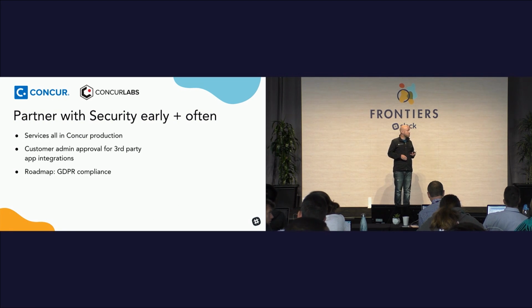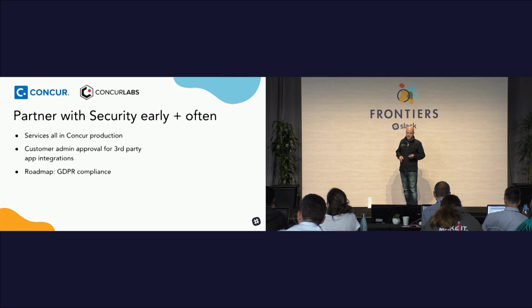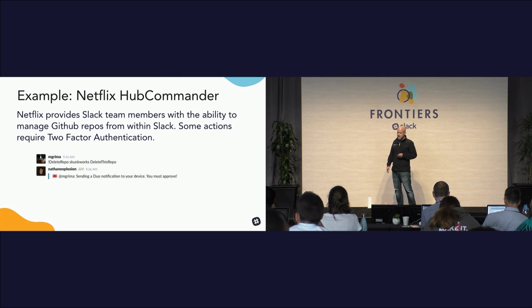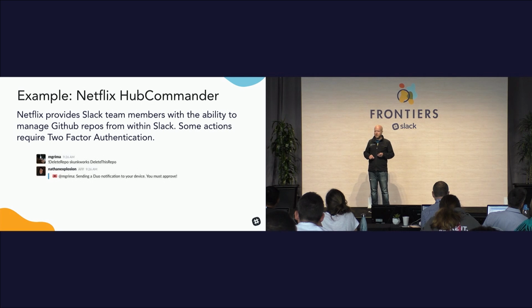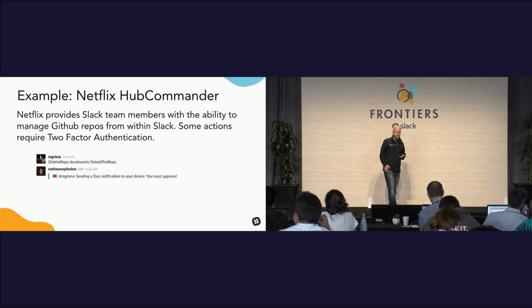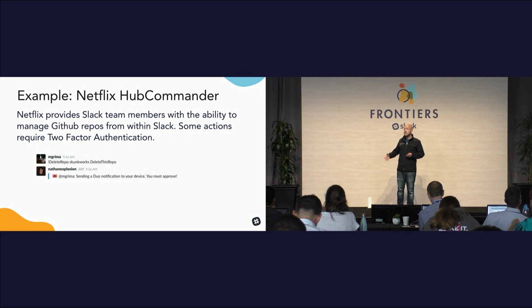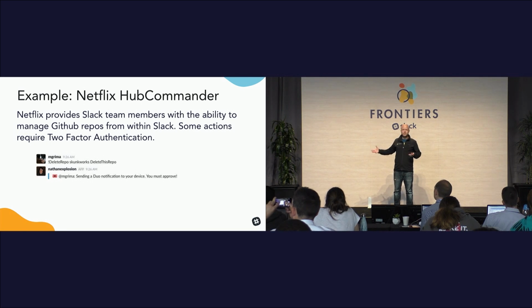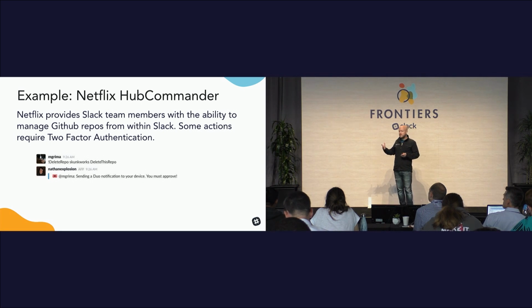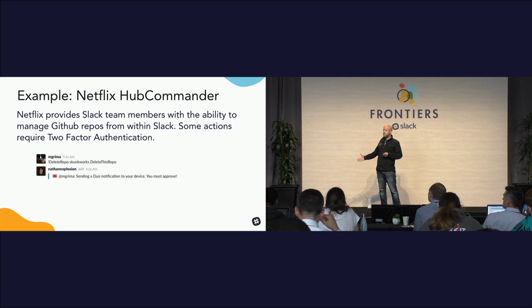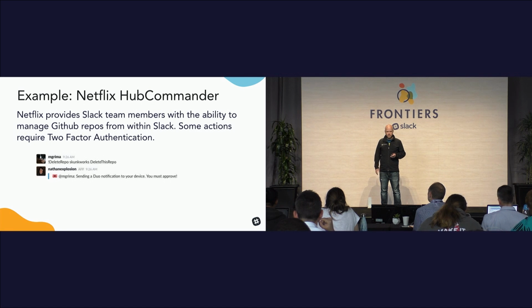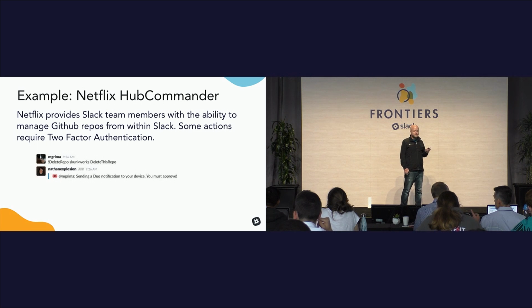Okay. I want to show you another cool example that really blew my mind when I saw it, and that's from Netflix. Netflix uses Slack for managing their GitHub repositories. They have a project called Hub Commander. It's an open source project that lets you, as a team, use Slack to create new GitHub repositories and to manage them. But the problem that they encountered is that some people wanted to delete a GitHub repository, which is something very risky. So what they added is the ability to add two-factor authentication.